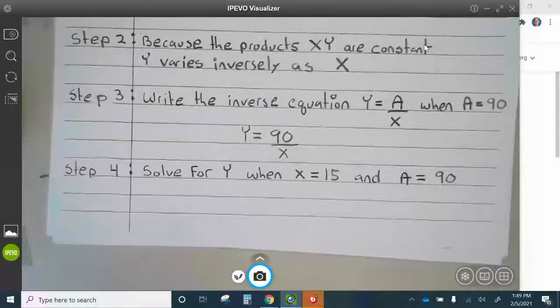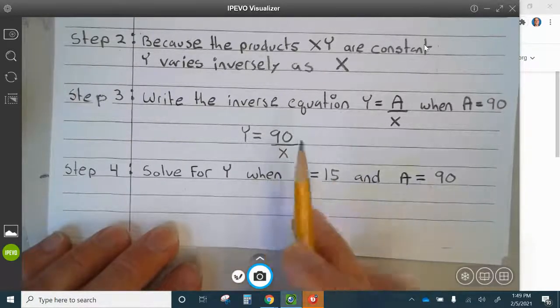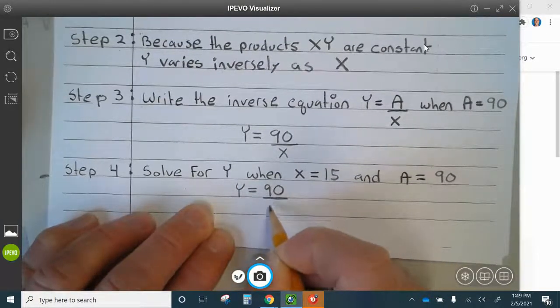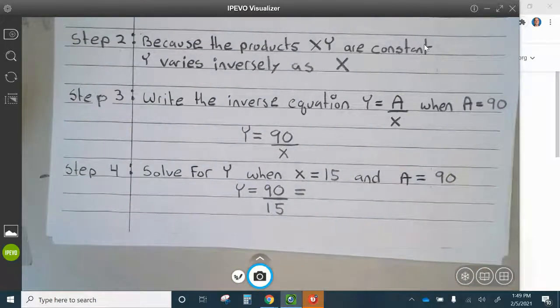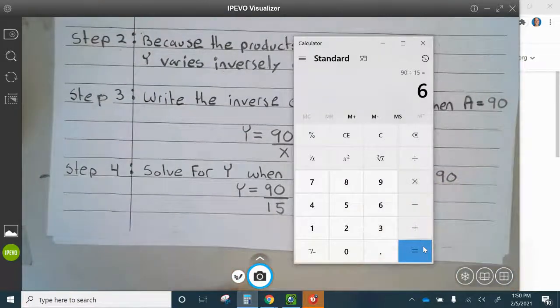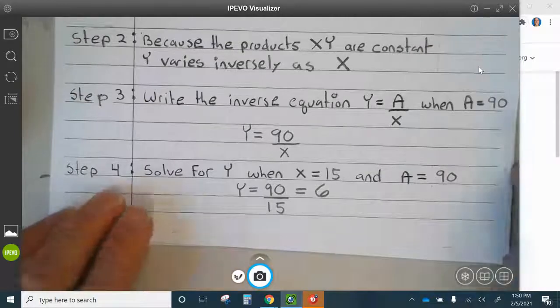Now step 4, solve for y when x equals 15 and a equals 90. So we're going to plug in 15 for x and we already have a as 90. So y equals 90 divided by 15. So we can use our calculator. It equals 6. So y equals 6. Okay, let's move on to the next question.